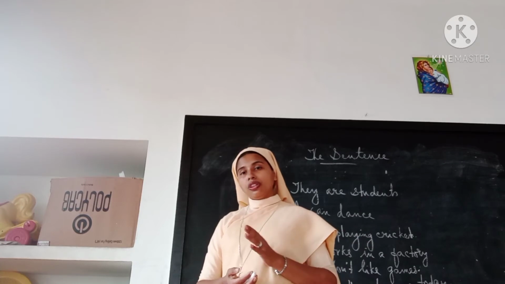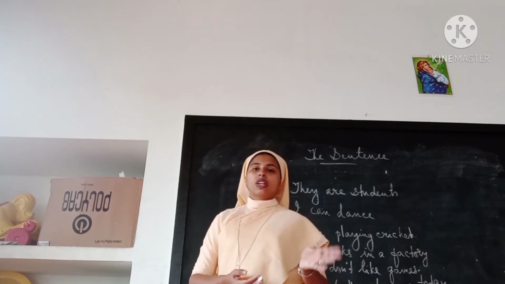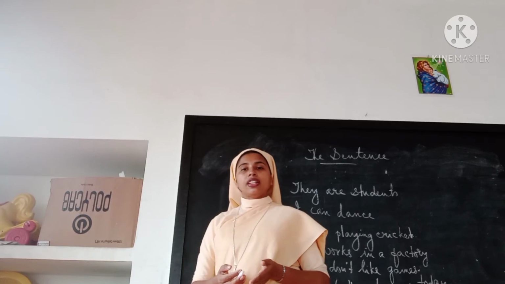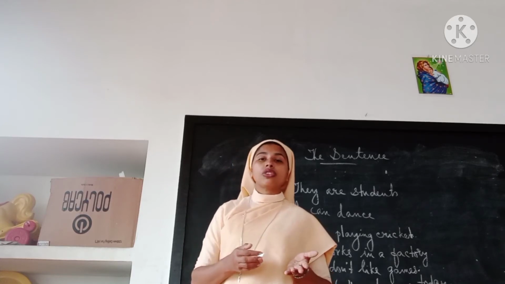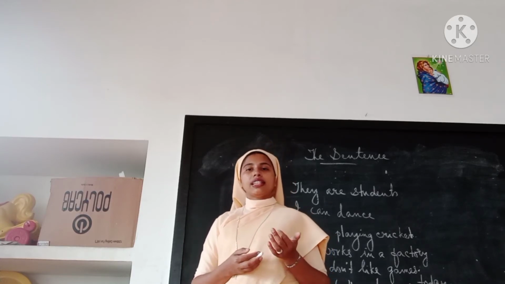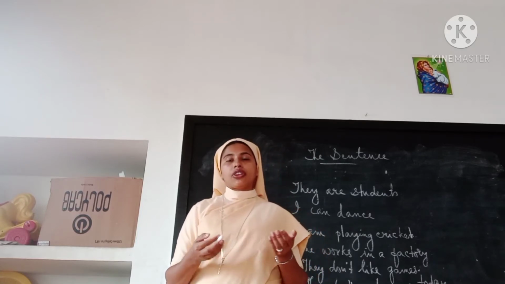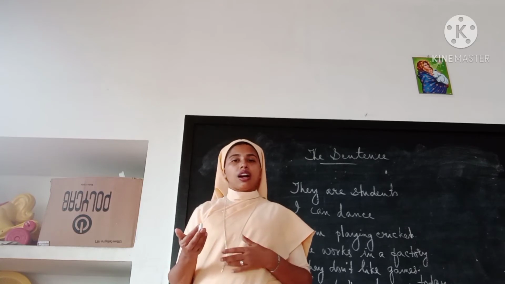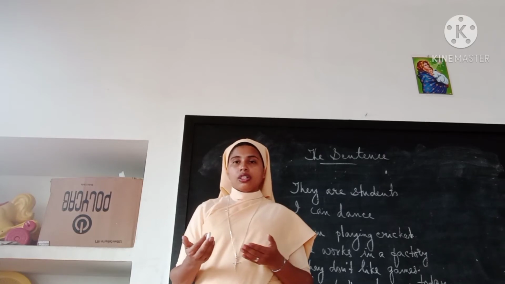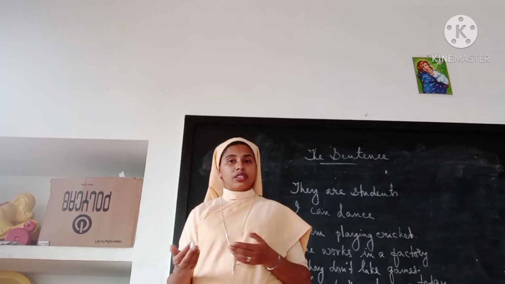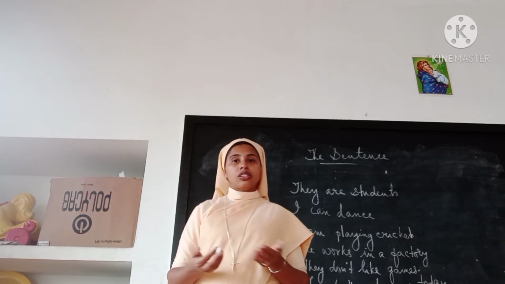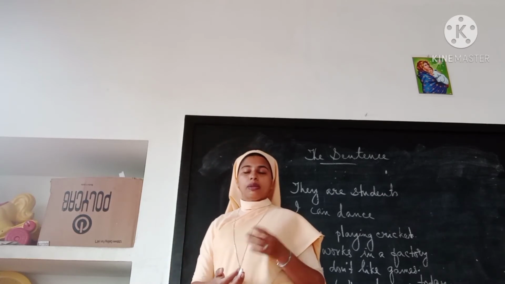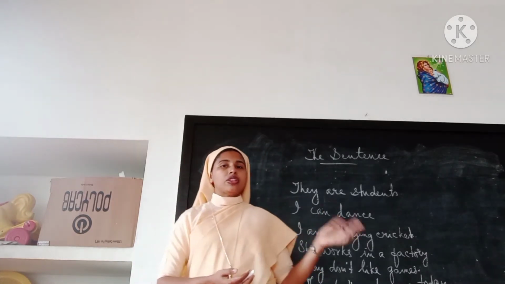How can you make question tags? In order to make question tags, you must know the contracted forms of auxiliary verbs. For example, are. What is the contracted form when it is used with negative? Ain't or aren't. Do, don't, does, doesn't, will, won't, shall, shan't. All this you must know. You must keep it in your mind. So we'll do the question tags now.